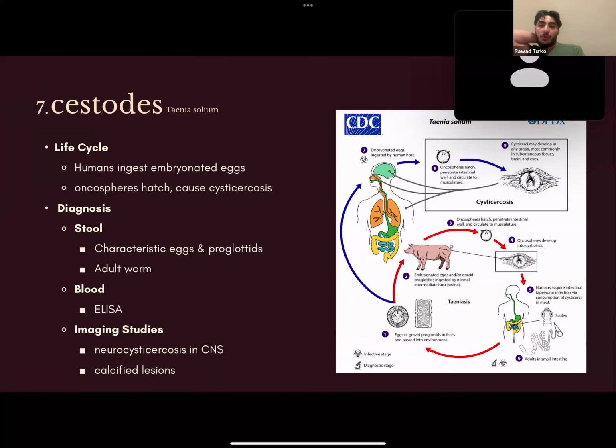Okay, so how do you diagnose it? You diagnose it either through stool, where you can see the characteristic eggs and proglottids, and sometimes the adult worms, or through the blood, through ELISA, or imaging studies, so you can see the neurocysticercosis in the brain. Sometimes you can also see calcified lesions all throughout the body.